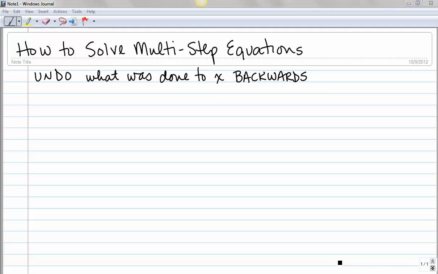Here's how to solve multi-step equations. Remember that it's important to undo whatever was done to x backwards. Let's take a look at three examples of three different types of problems.